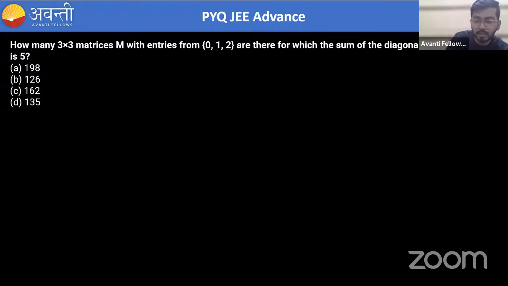The next question is telling us: how many 3 into 3 matrices M with entries from 0, 1, 2? So the set of entries that the matrices M can have is only 0, 1 or 2. Tell me, the question that is asked is how many matrices are there for which the sum of the diagonal entries of M transpose M will be equal to 5.